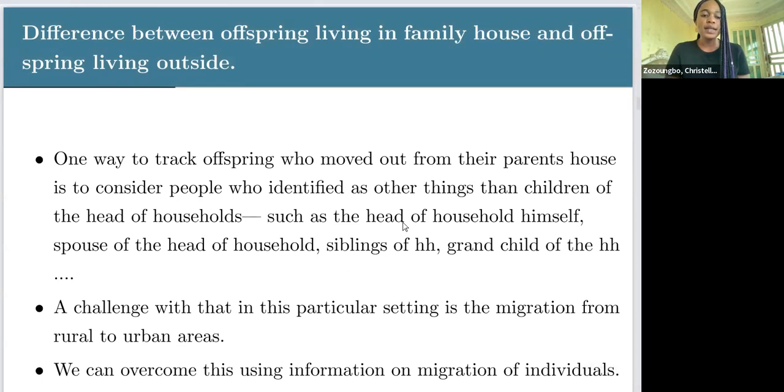So in order to do that, I need to identify those individuals in question, people not living with their parent. One way to track them is by considering people who identify as something other than child of a head of household: people who identify as head of household themselves, or spouse of a head of household, or siblings, grandchildren, nephews or nieces of a head of household. Those are people not living in the original household, not living in the household of their parents. And so I can link them to the parental characteristic, but I still observe them in the data.